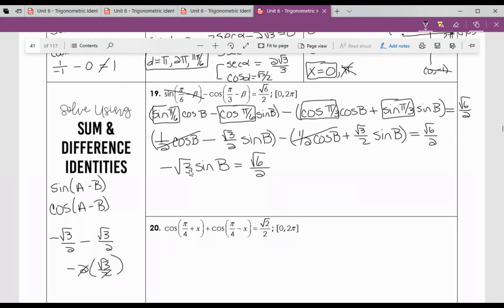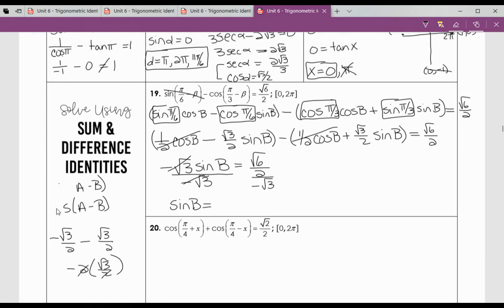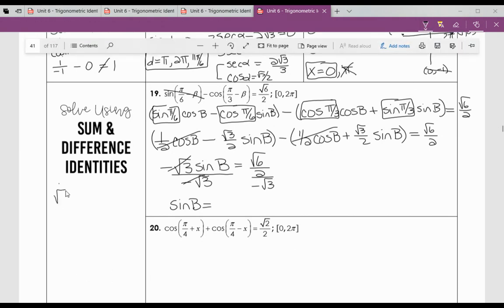Now, I still need to get rid of this, so I'm going to divide both sides by, or I need to isolate, not get rid of. I apologize for the wrong term. So the negative square root of 3 cancels, and that leaves me with sine beta. Now I have to do the division here. So I'm going to come over here and clean up some space so I can make sure everybody understands the math that's going on here. That would be square root 6 over 2 divided by negative square root 3. And that becomes square root 6 over 2 times 1 over negative square root 3.